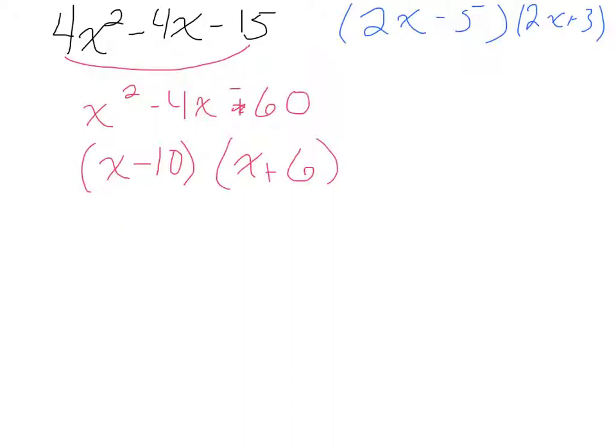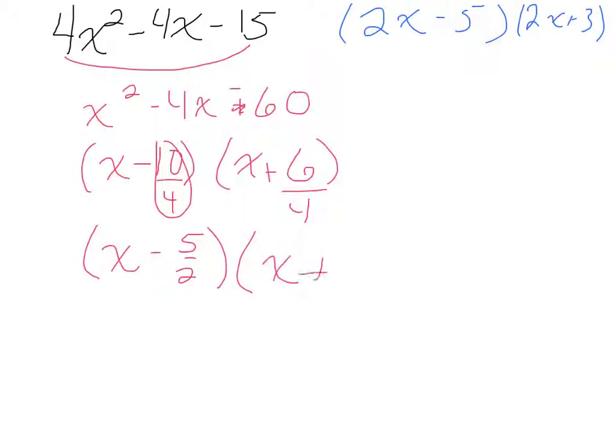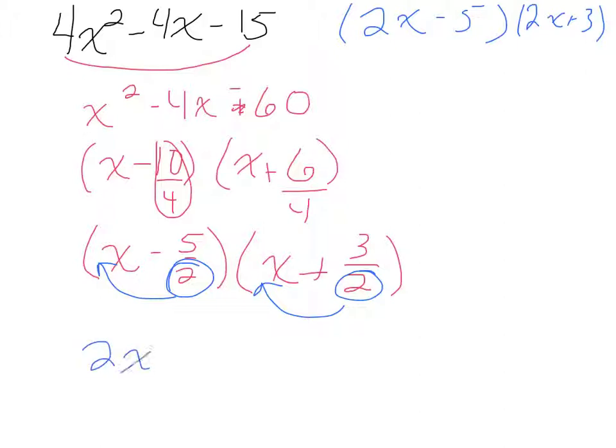And since we multiplied by 4, we're going to need to divide by 4. So x minus 10 over 4 does reduce to 5 halves, and x plus 6 over 4 reduces to 3 halves. Now neither of these reduce completely, so we're going to take the bottom part from the fraction that's remaining and bring that up. So it's going to be 2x minus 5 times 2x plus 3.